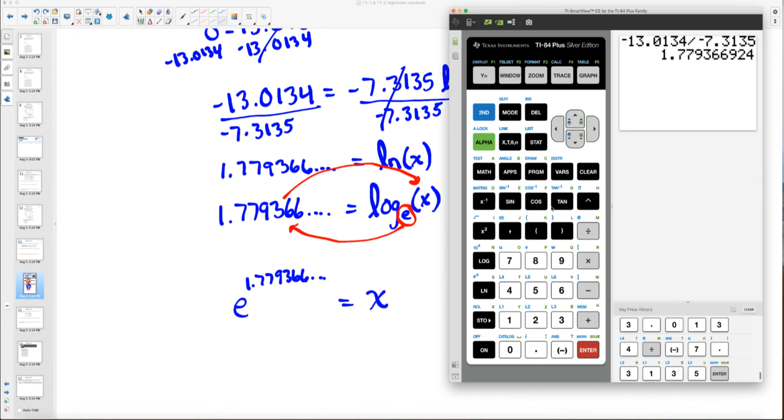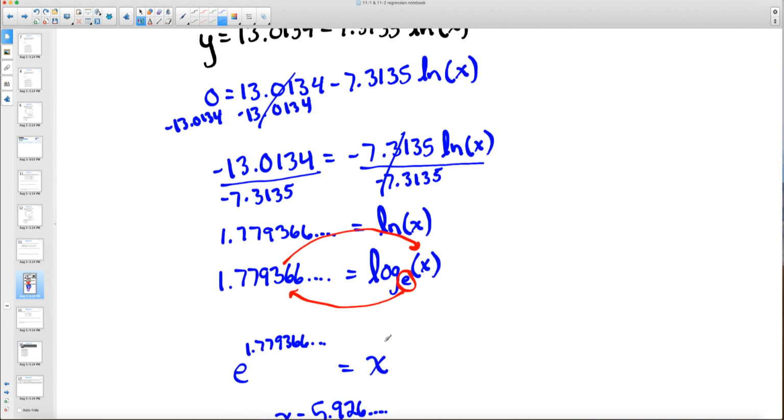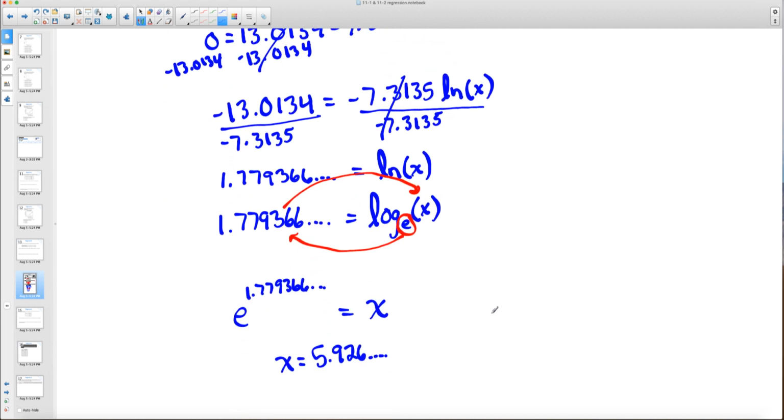So we'll go on over and finish this up. To get e, it's second division sign, e raised to the, I'm going to go up here and grab the entire thing. This way I take all the digits and then hit enter. So we're looking at 5.926. And the rounding directions are to the nearest mile per hour. So we're looking at 6 miles per hour.